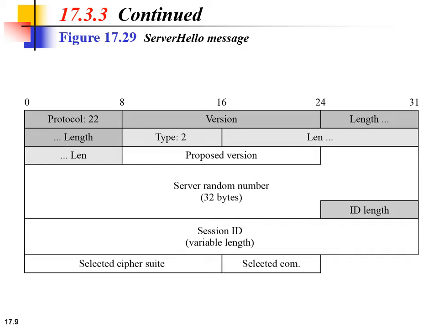That means if the server allows a session to resume, it inserts a value in the session ID field to be used by the client if the client wishes to reopen an old session. The selected cipher suite field defines the single cipher suite selected by the server from the list of cipher suites sent by the client, and the compression method field defines the method selected by the server from the list of compression methods sent by the client.